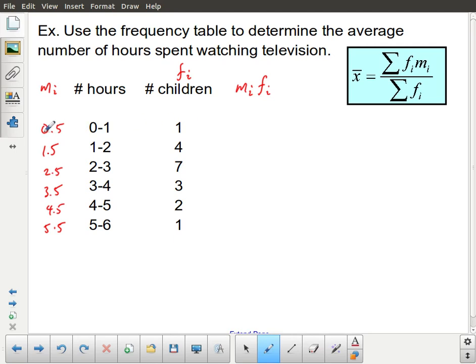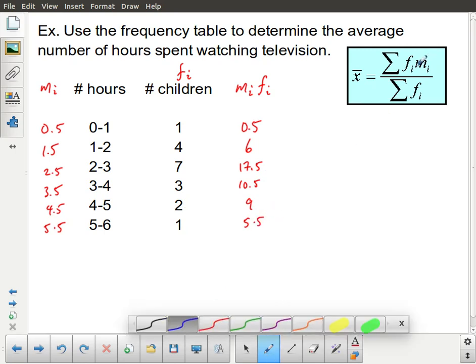So 1 times 0.5 is just 0.5. 4 times 1.5 is 6. 7, now these are going to get more difficult, but I think I can manage. 7 times 2.5, well, 2 times 7 is 14, and then plus 3.5, so that one's 17.5. 3 times 3.5, 3 times 3 is 9, and 3 times 0.5 is 1.5, so that one's 10.5. 2 times 4.5 is 9, and 1 times 5.5 is just 5.5.